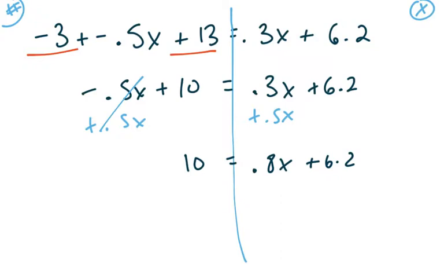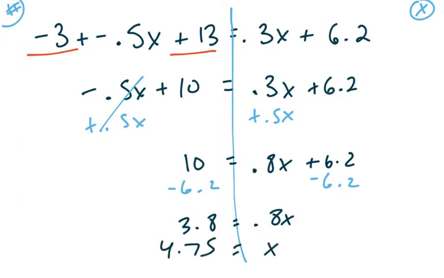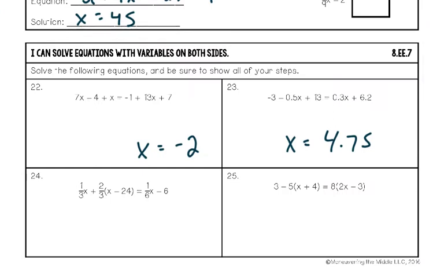Now I'm going to take away that 6.2 because I want to get rid of my numbers from the right side and move them to the left. So I can do 10 minus 6.2, which is 3.8. And that equals 0.8x. My last step is going to be to divide. So I'm going to divide by that 0.8. So I end up with x equals 4.75.